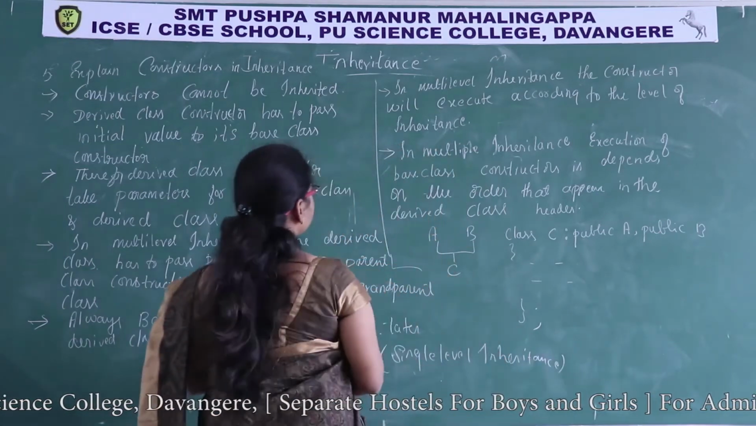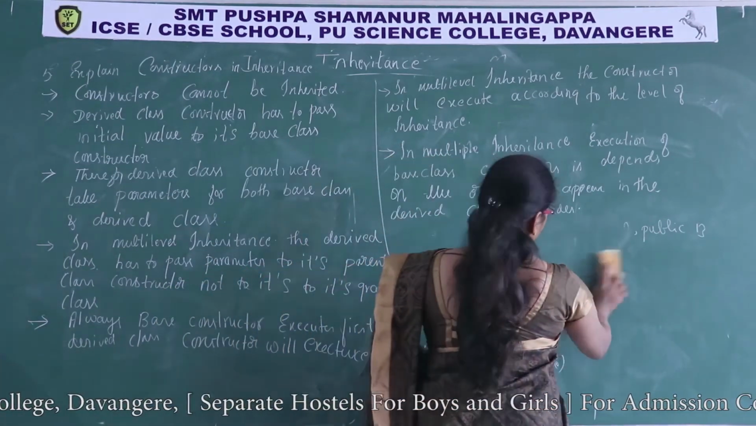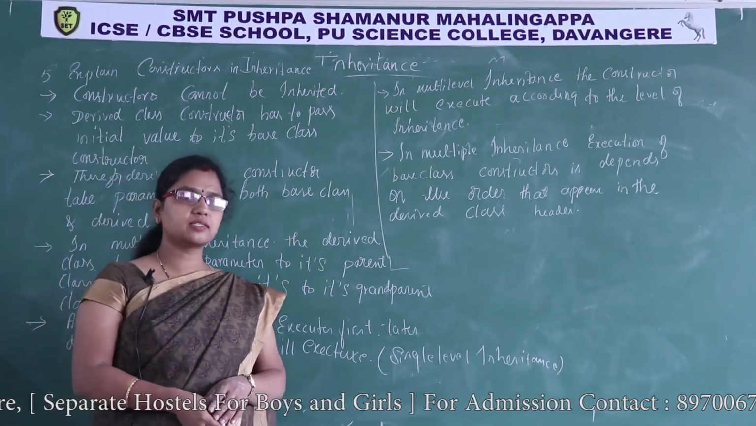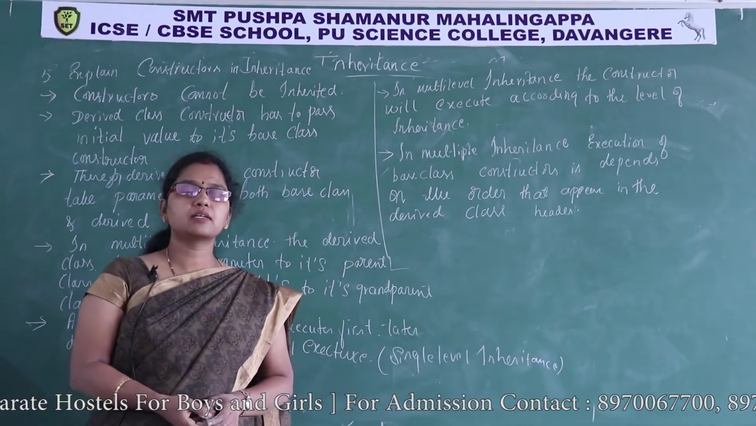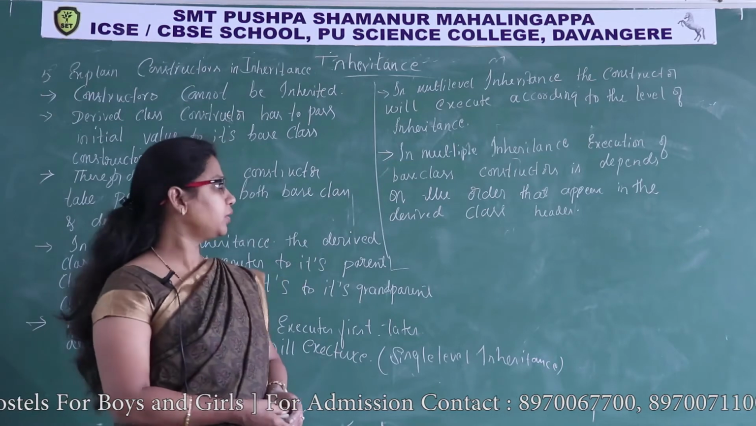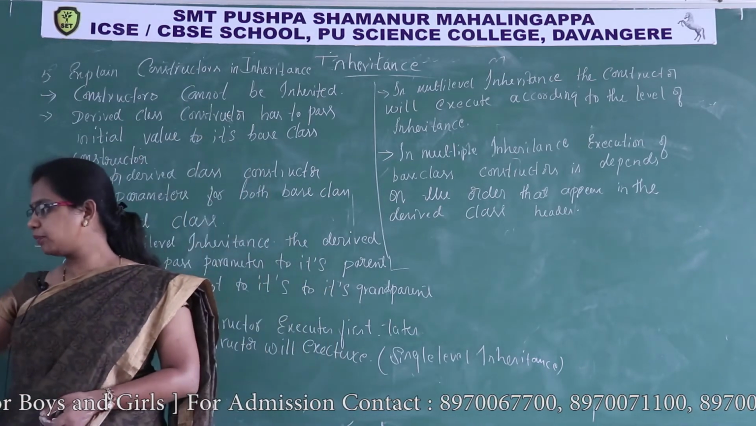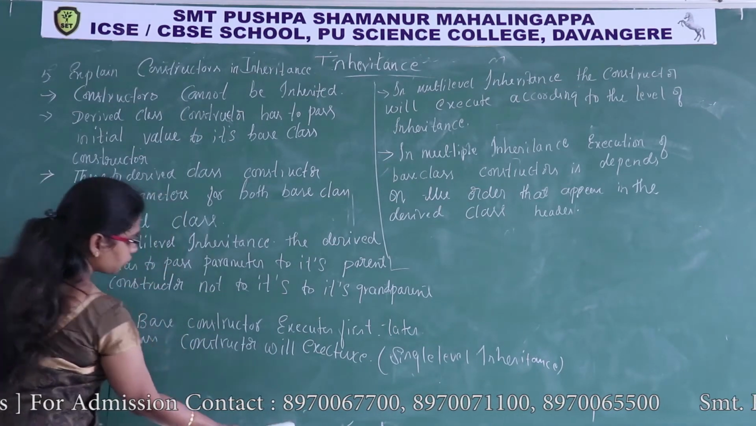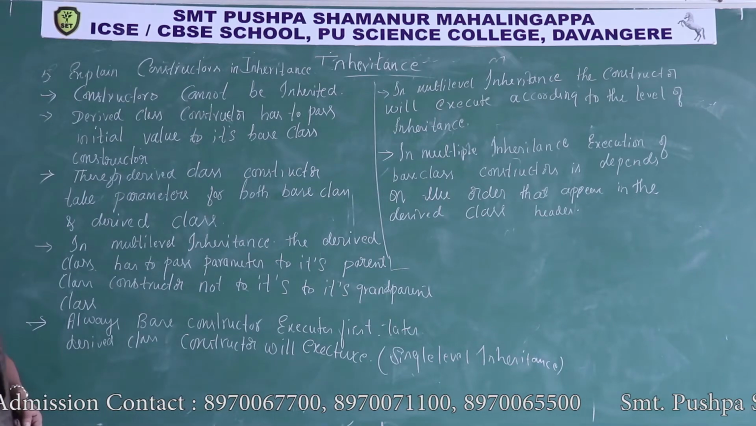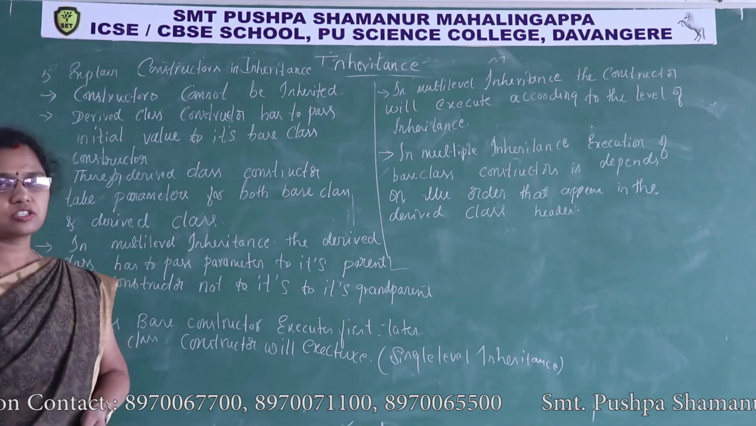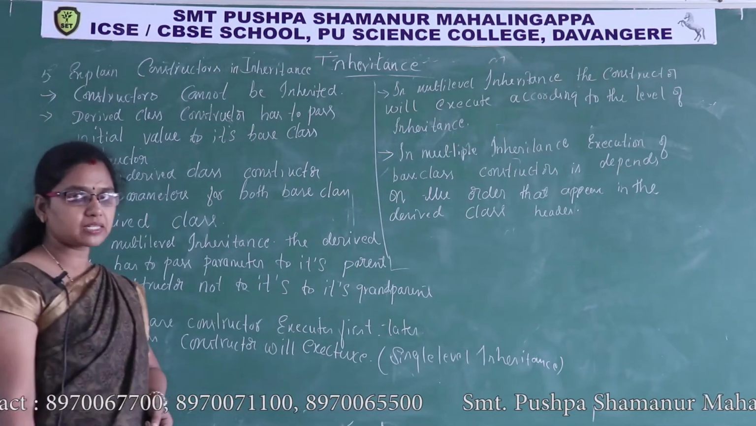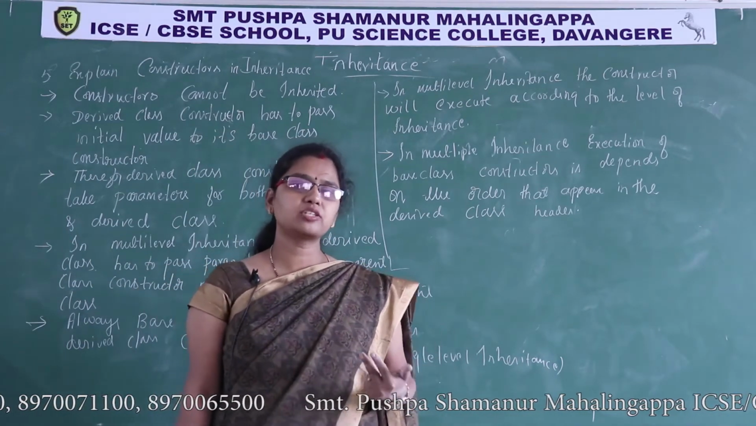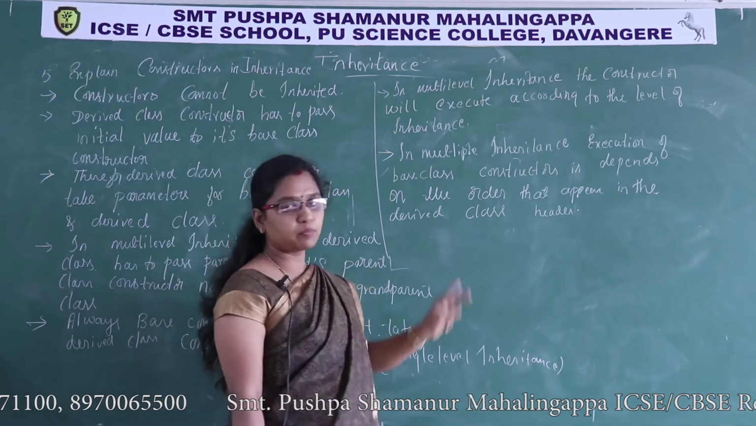Okay, next. If they ask about a particular inheritance, how constructors are used in multiple inheritance or multi-level inheritance, then you need to write a program. This is the theoretical part because they have asked to explain constructors in inheritance. Constructors cannot be inherited, so the derived class constructor has to pass initial values to its base class. There are different types of inheritance, and in each type, how constructors are executed, I have explained through these points.